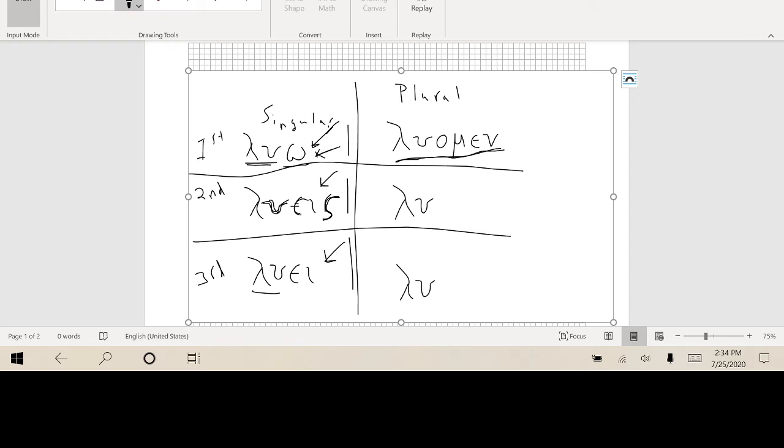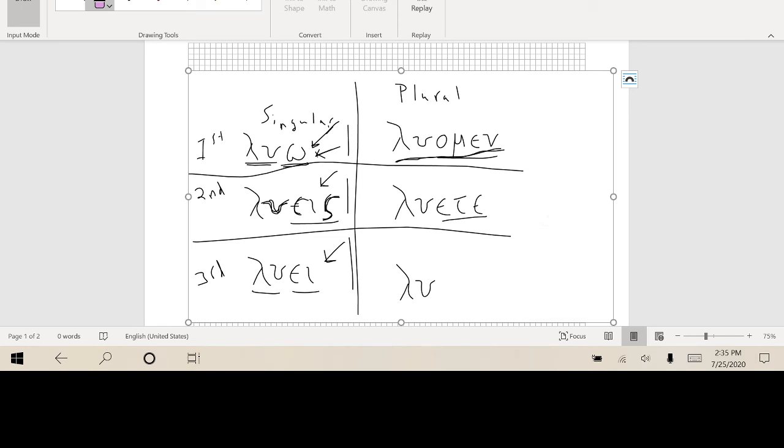So, how do we say y'all loose? You plural loose. You're going to use the ending ete. Okay? Now, I'm oversimplifying this. It's actually a little more complicated. But for the sake of this demonstration, these are the endings. You've got o, eis, ei, omen, ete. That's y'all. Y'all loose. Okay?